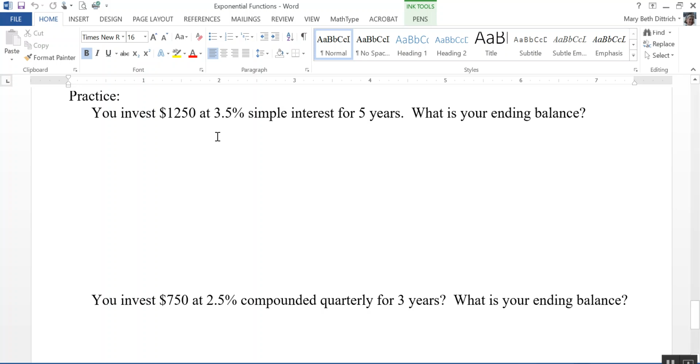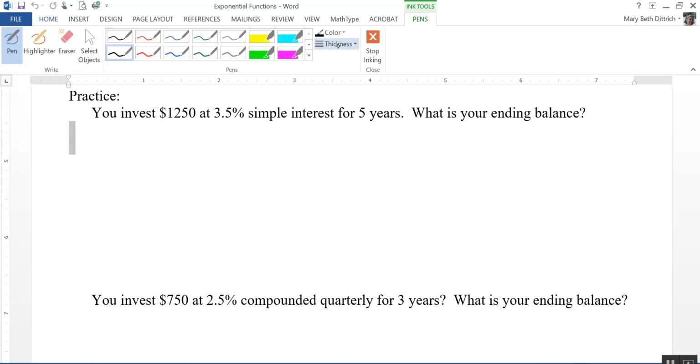Okay, let's take a look at this example. You invest $1,250 at 3.5% simple interest for 5 years. What is your ending balance? So interest, oops, hold on. Okay, sorry about that.